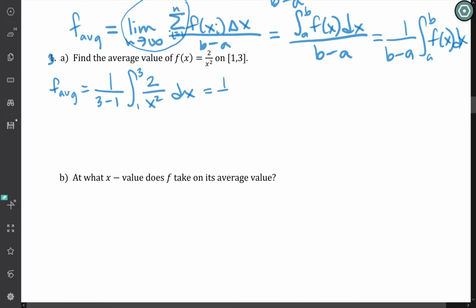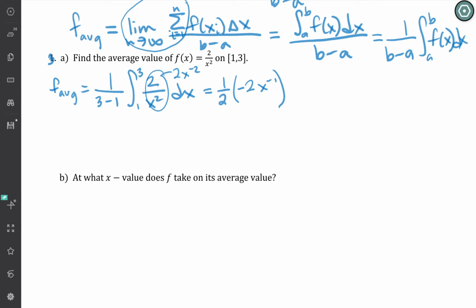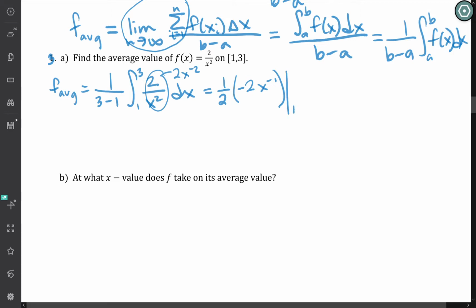So we're getting 1/2, and we need a reverse power rule here. This is a 2x to the negative 2, so we're going to bump that up, and we're going to get an x to the negative 1, which means we need to divide by negative 1. So we're going to get negative 2 times x to the negative 1. And then that needs to be evaluated from x equals 1 to x equals 3.